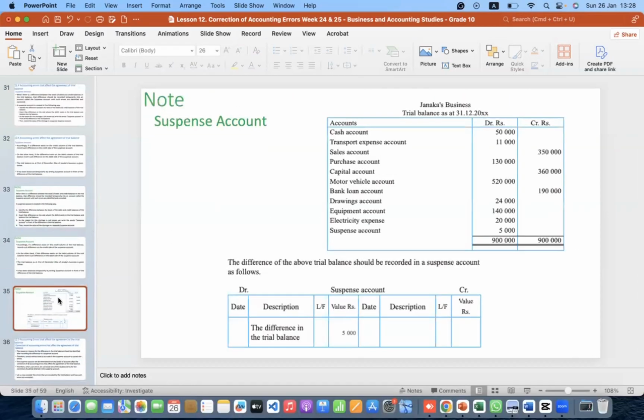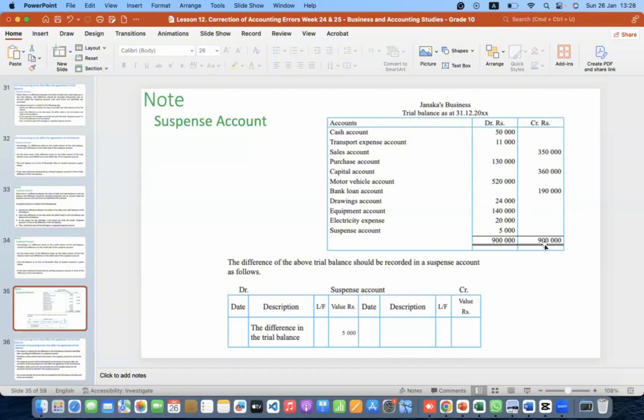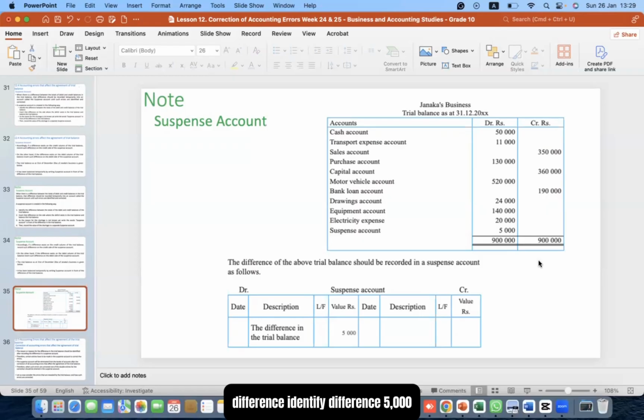So how do we do that? Now in this particular example, before identifying this difference of 5000, here it will be 8,95,000, whereas here it will be 9,00,000. So there is a difference of 5,000. First, we identify this difference. What is that difference? 5,000.